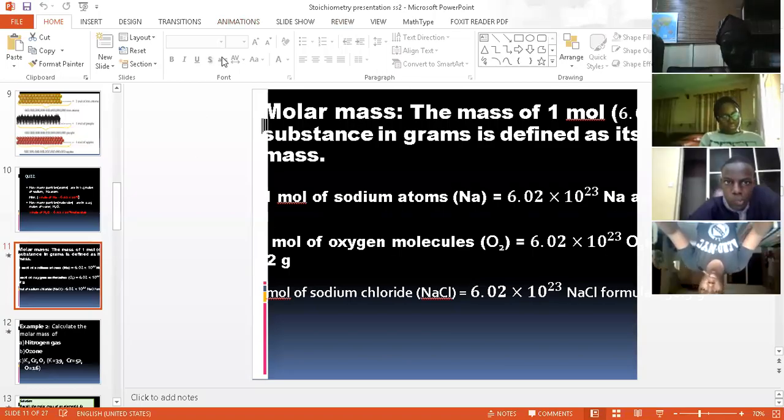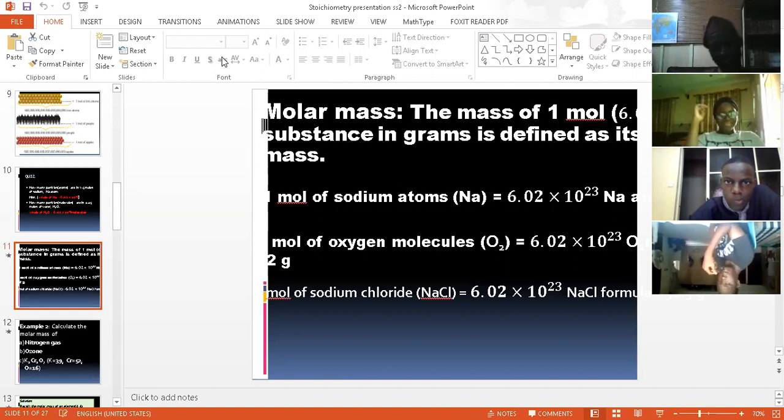So that implies that if all the particles in one mole are weighed on a chemical balance, it will give us the molar mass. The mass of one mole of a substance is the molar mass of the substance. If you have 1 mole of sodium, it contains 6.02 times 10^23 sodium atoms. If you weigh this on a weighing balance, because they are sodium atoms, it will weigh the relative atomic mass of sodium in grams. Sodium has a relative atomic mass of 23 as a constant value.